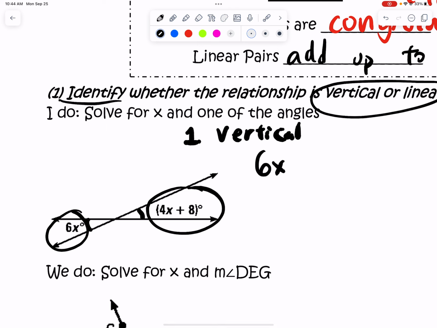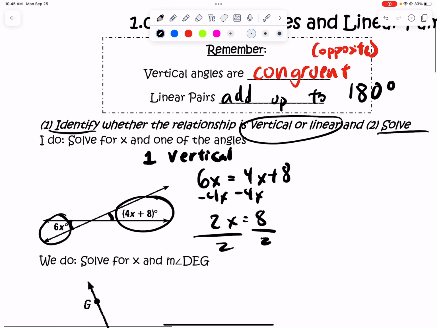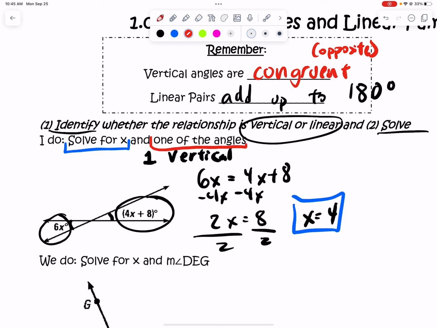So we have 6x is equal to 4x plus 8. Solve for x: minus 4x, minus 4x. 2x equals 8. Divide by 2, divide by 2. And x equals 4. So I found one of them. Cool, but it also wants one of the angles. You might be asking, which angle do I solve for? If I plug x into maybe the first one, 6x, 6 times 4, that will give me 24. That's one of the angles.